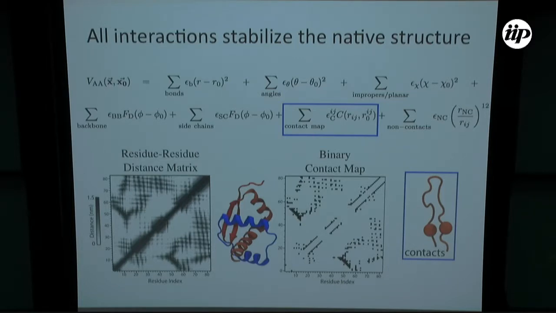These are all just taken directly from the structure. So whatever three consecutive beads, whatever angle they form, you define theta naught to be that angle. Again, in the C-alpha model, this term actually isn't here because there are no improper dihedrals or planar dihedrals because it's only one bead per residue.